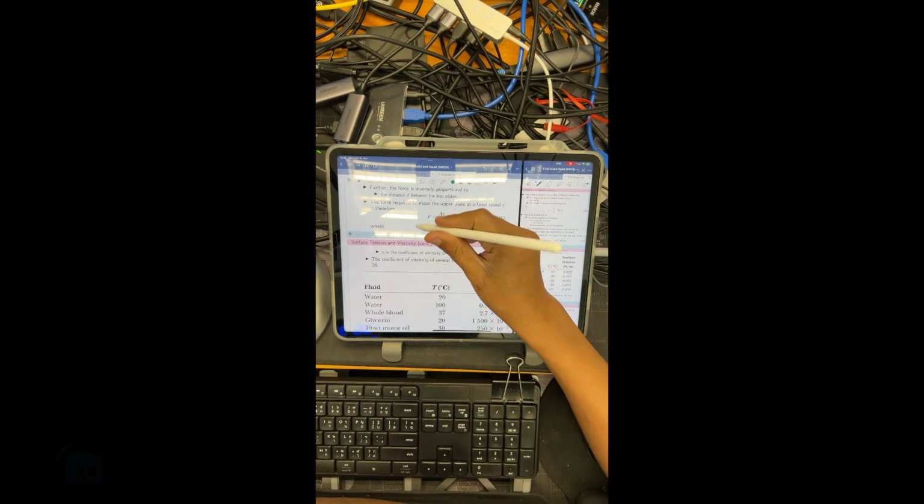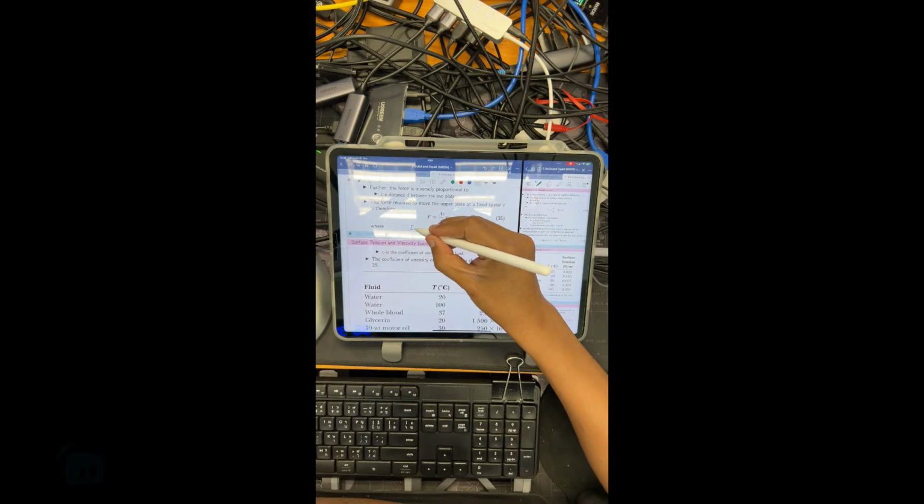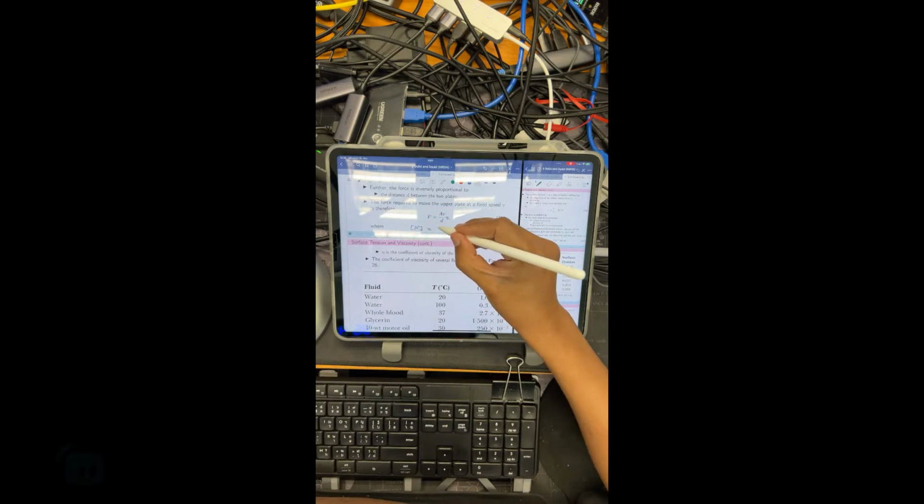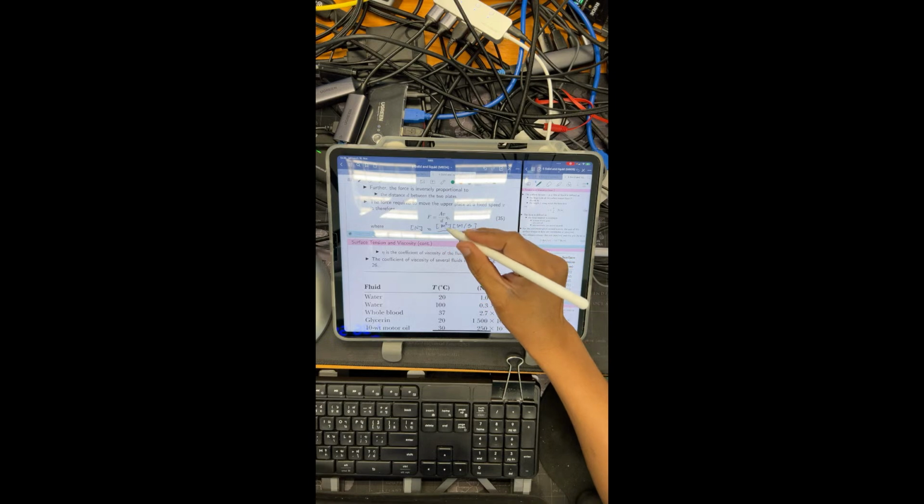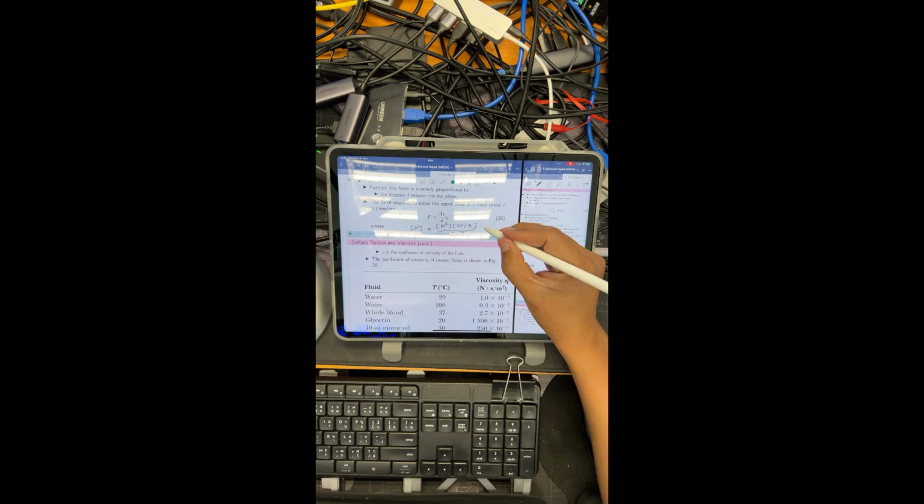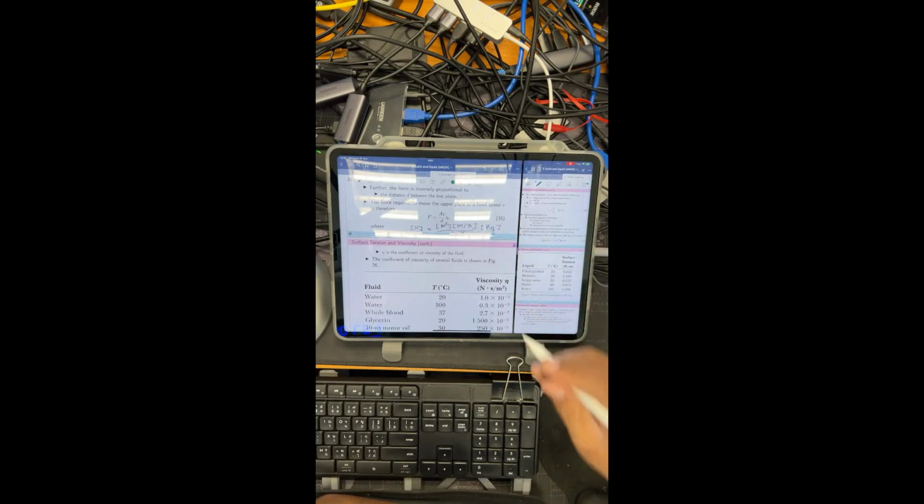You can see here on the left hand side, this one is Newton per meter square, and sorry, it's meter per second divided by meter. So here is the unit of eta. So what is the unit of eta?